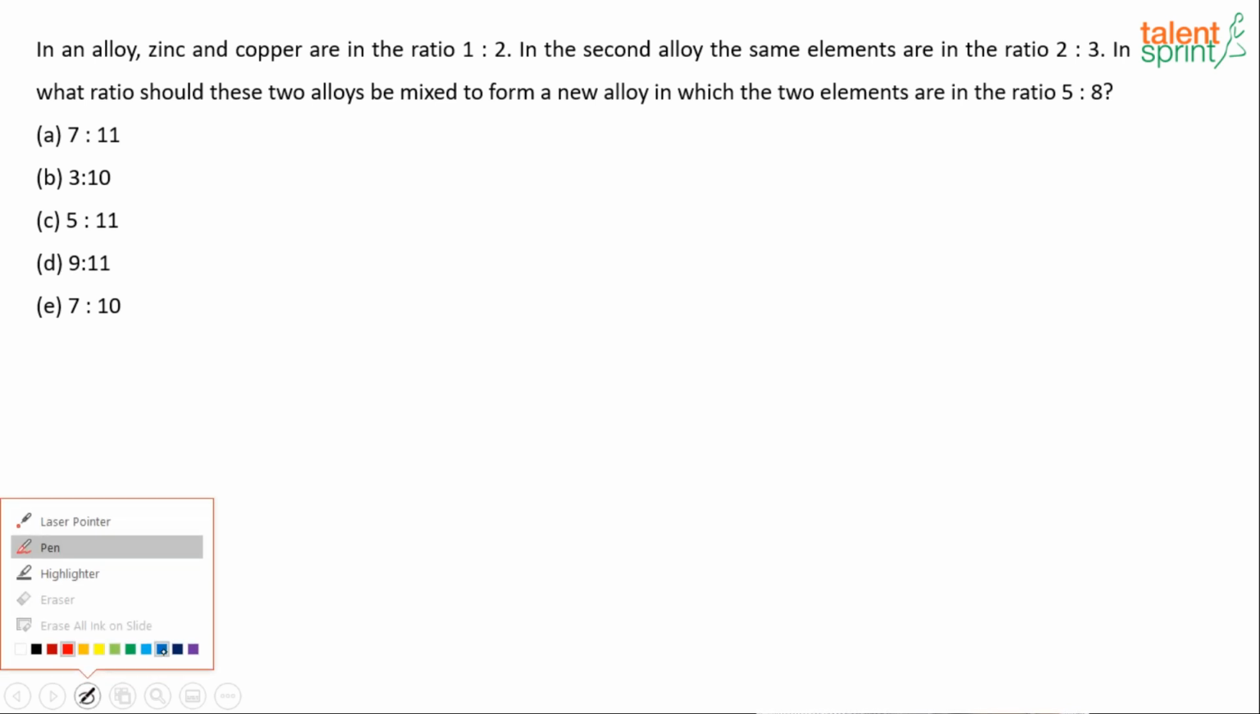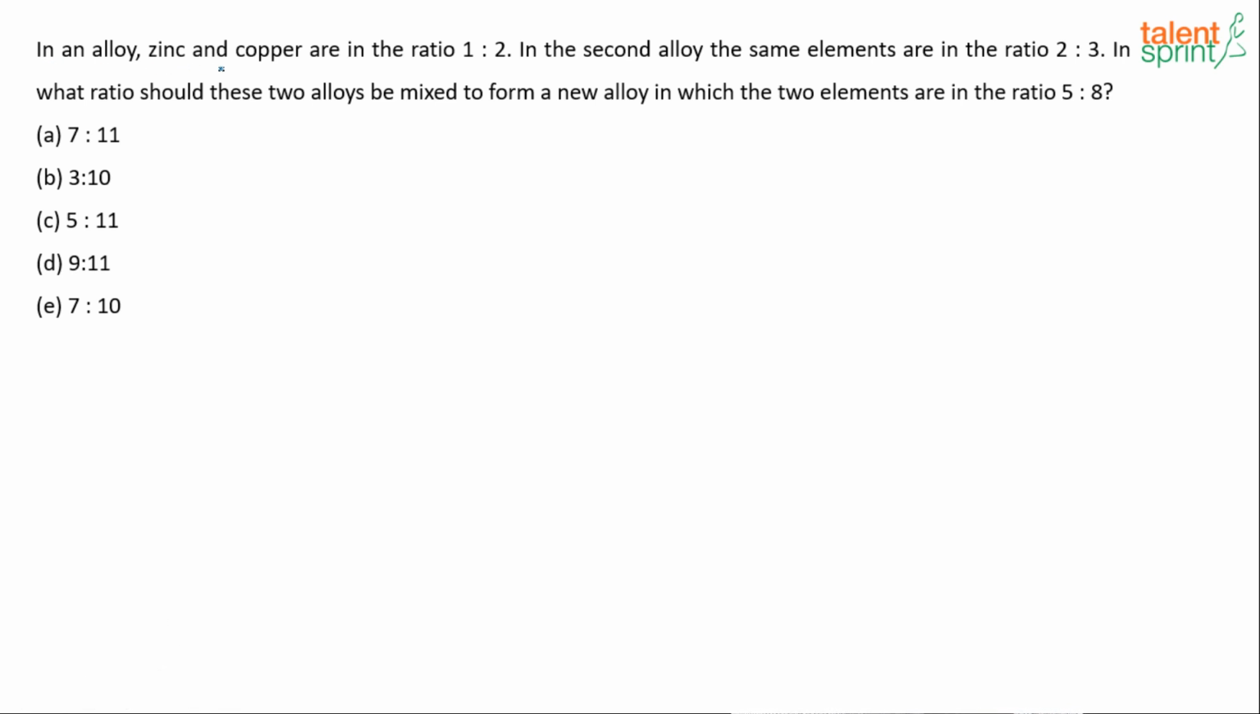Look at it. What does it say? In an alloy, zinc and copper are in the ratio 1:2. In the second alloy, the same elements are in the ratio 2:3. In what ratio should these 2 alloys be mixed to form a new alloy in which the 2 elements are in the ratio 5:8?